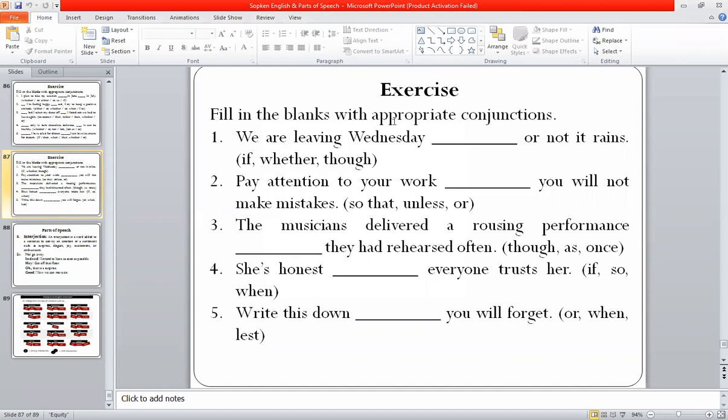Whether. Okay, so whether is the correct option we can choose here. Number 3. We are leaving Wednesday whether or not it rains.